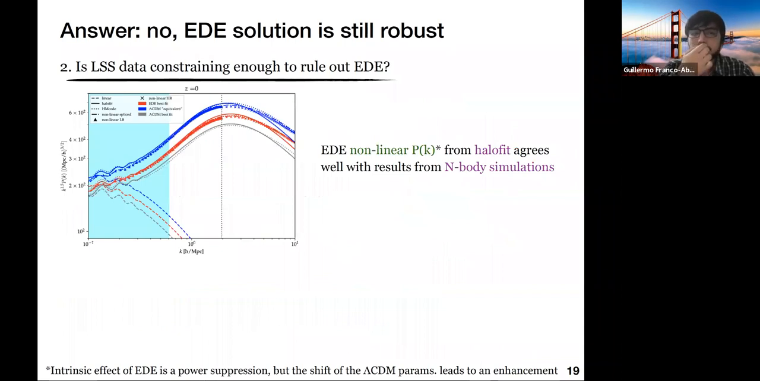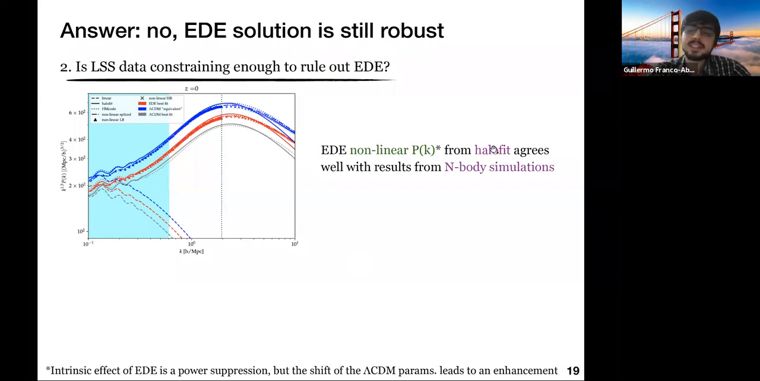And the second question we wanted to address is whether the large-scale structure data, such as the weak lensing surveys, are constraining enough to rule out the resolution given by early dark energy. So the first thing we want to check in order to do that is to compute the nonlinear matter power spectrum. The problem is that in general, this is very computationally expensive. And what one typically uses is Halofit.